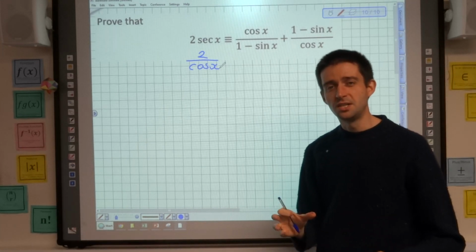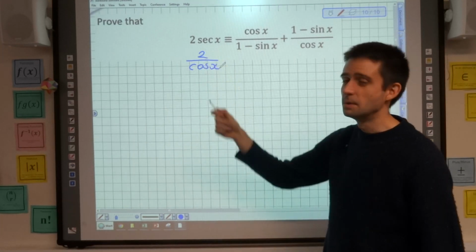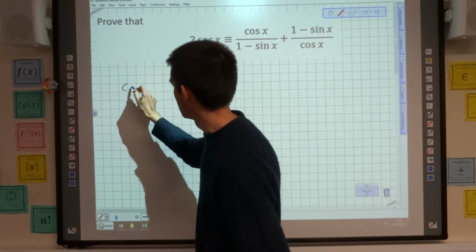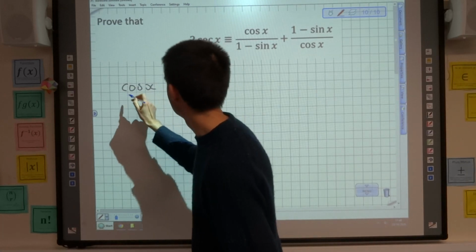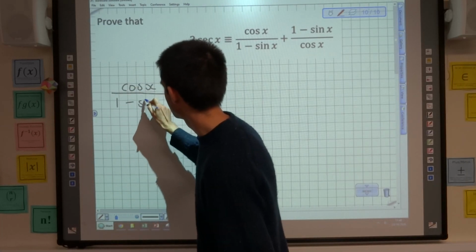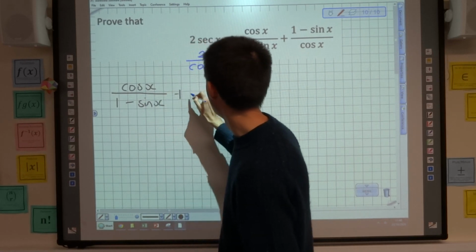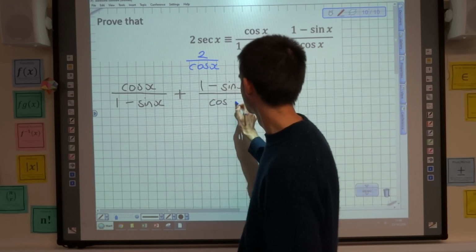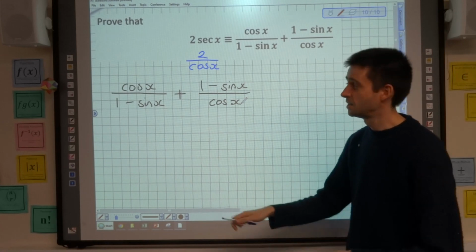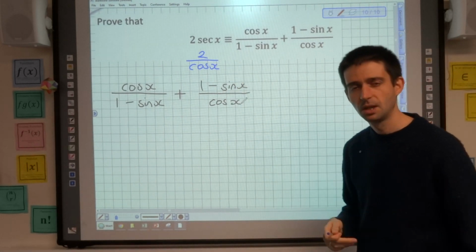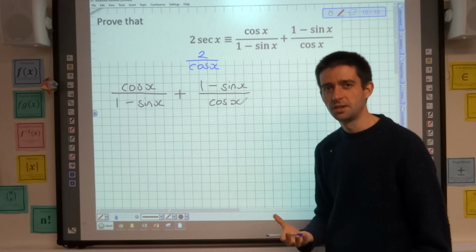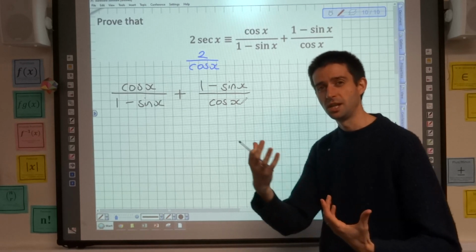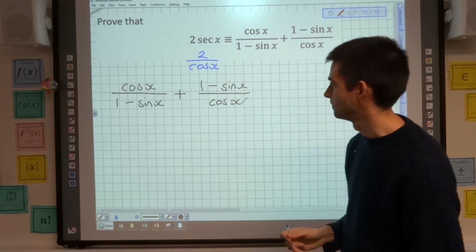And it's often much, much easier to aim at that rather than trying to aim at 2 sec x. So, what I'm just going to do then is I'm going to write out the right-hand side of this identity, cos x over 1 minus sine x, plus 1 minus sine x over cos x. And I'm going to try to manipulate this, and I'm aiming to get to 2 over cos x. Generally, your strategy with proving these trig identities is to start with the side that looks more complicated or has more terms and try to simplify it to the expression on the other side of the identity.